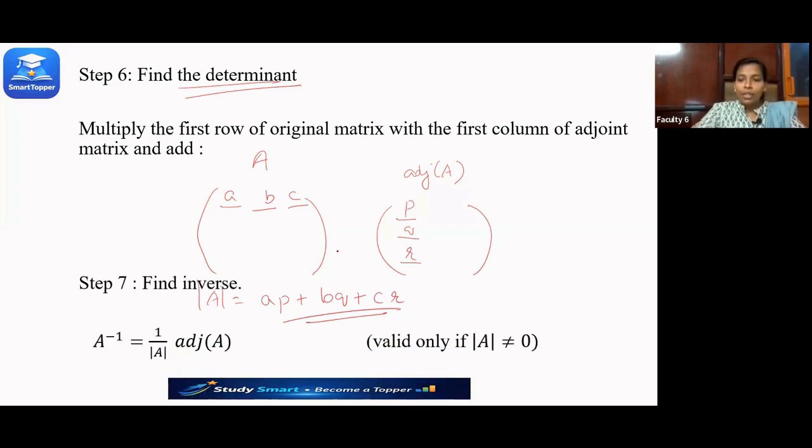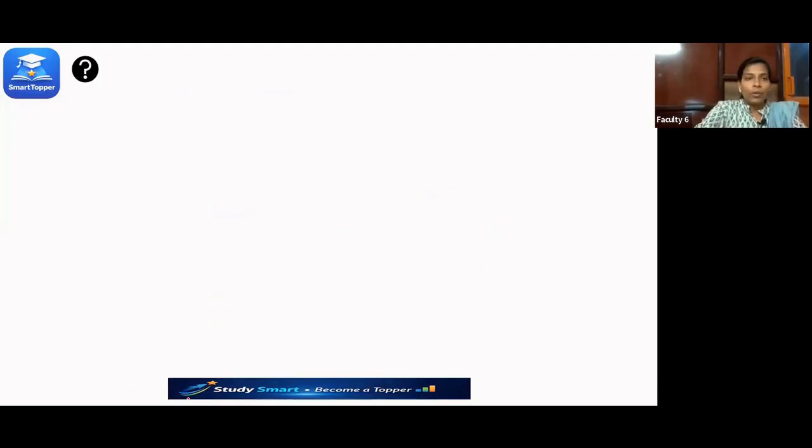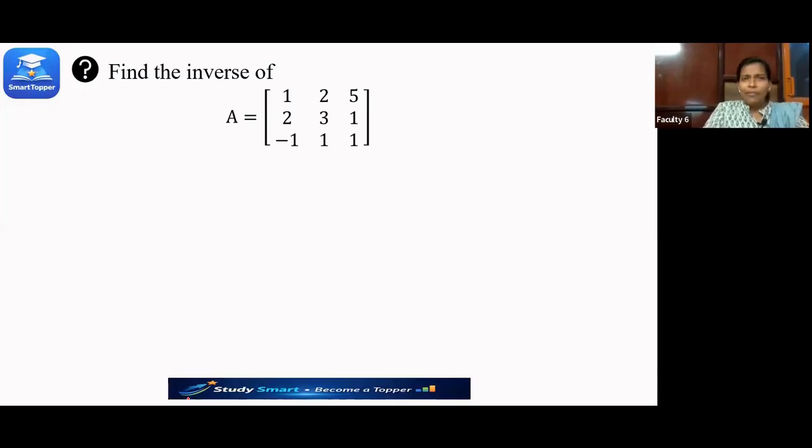So after getting the determinant, you directly put the values in the equation. Which equation? A inverse is equal to 1 by determinant of A into adjoint of A. So in this way, you will get what? A inverse. So we will look at a question. From this, you can easily find the inverse of A. Just look here. So first, what is the first step?